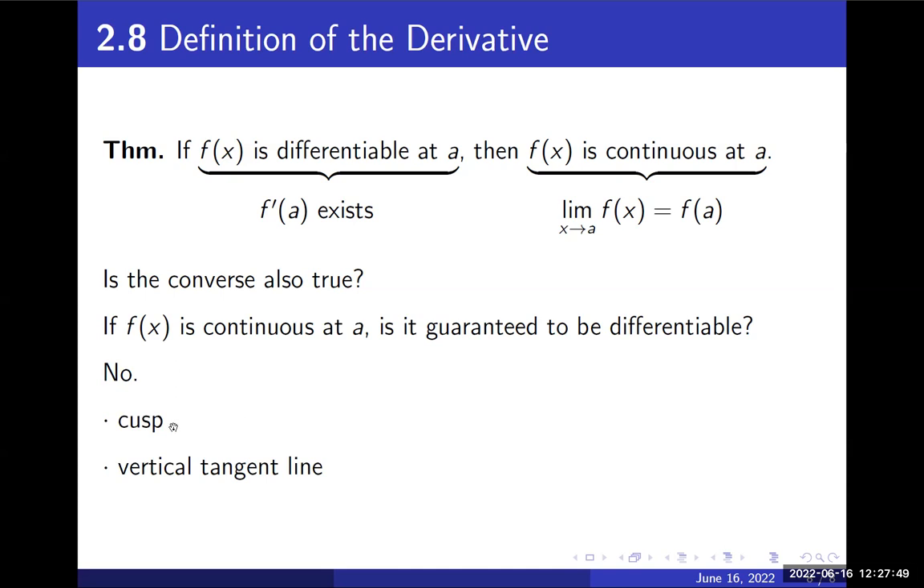What if there's a cusp? A cusp is continuous. There's just that sharp point, but that's perfectly okay for continuity. You come to that sharp angle, but there's no derivative there. It's not differentiable. And a vertical tangent line is perfectly continuous, but because the tangent line is vertical, there's no derivative. So it's interesting that it doesn't work the other way. Just something to be aware of.